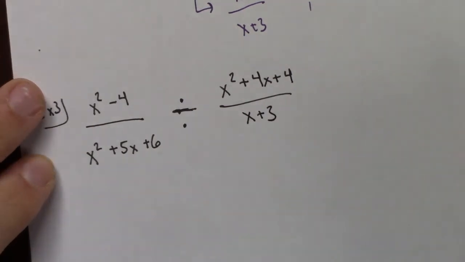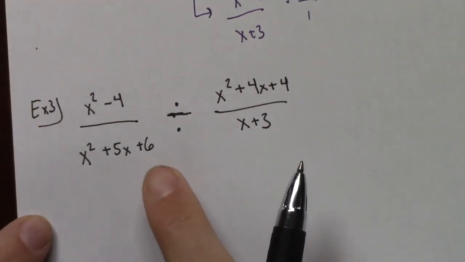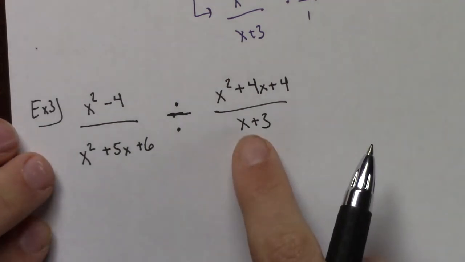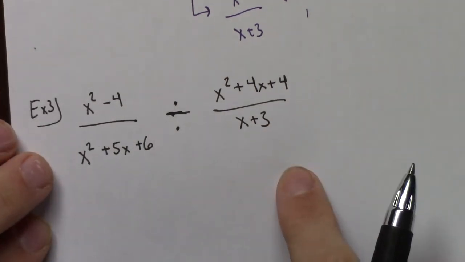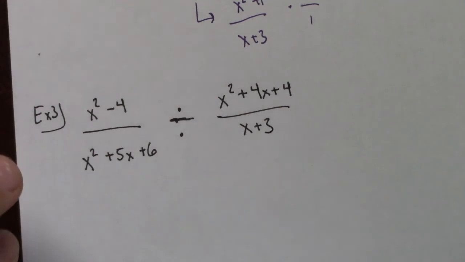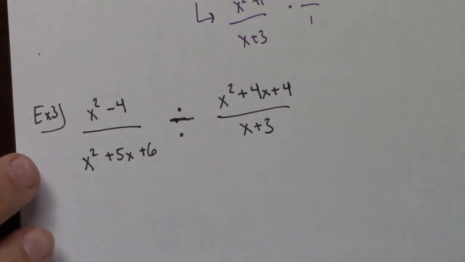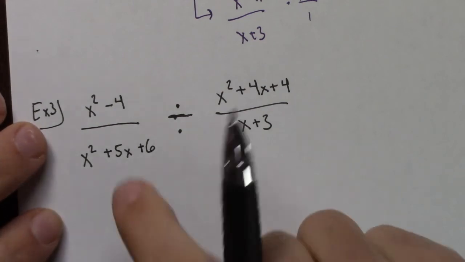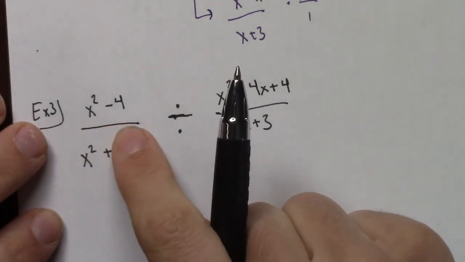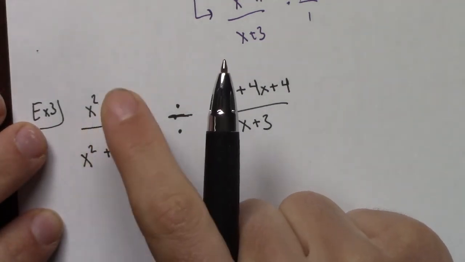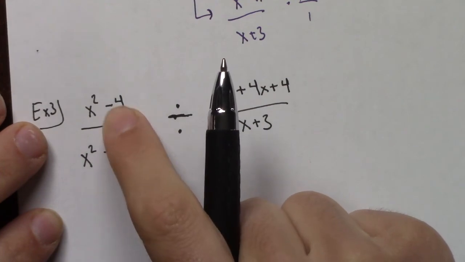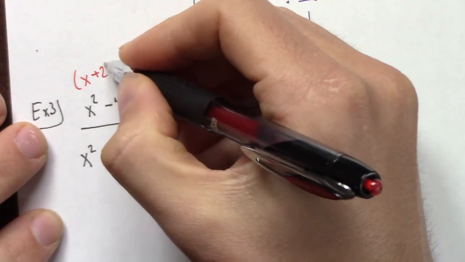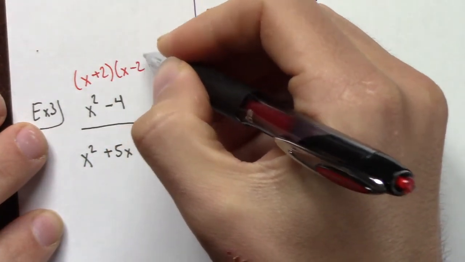Cool beans. So we're looking right here. We've got x squared minus 4 all over x squared plus 5x plus 6 divided by x squared plus 4x plus 4 all over x plus 3. Step 1 has not changed. I want to factor all the things. I'm going to use our shortcuts from up above. I've got a difference of squares right here. I've got a perfect square. 2 times 2 is 4. They're being subtracted. So I can turn that into x plus 2 and x minus 2.